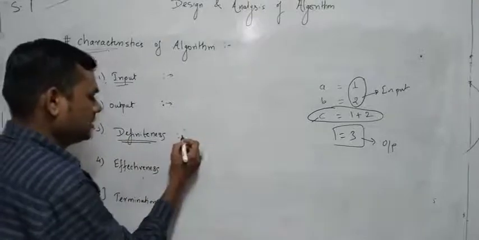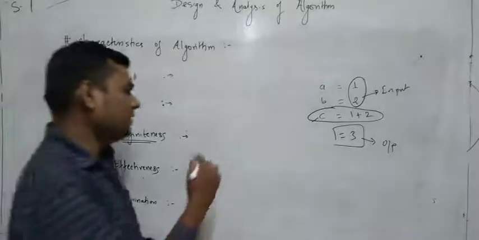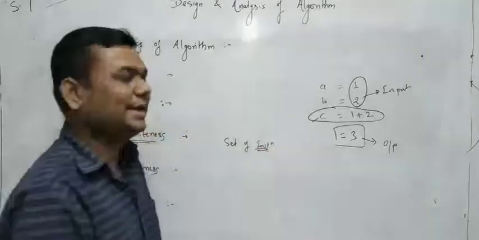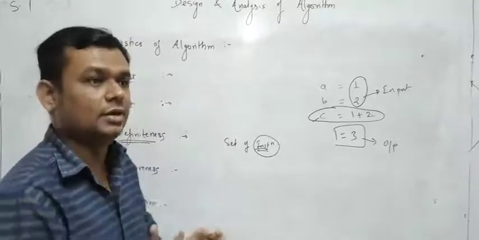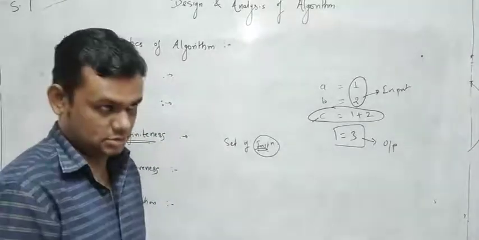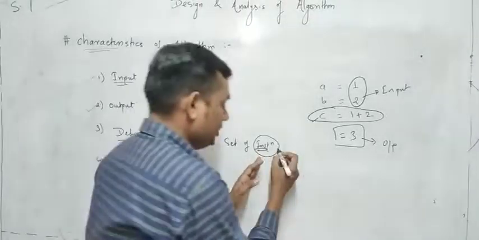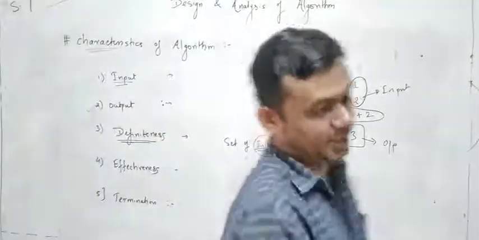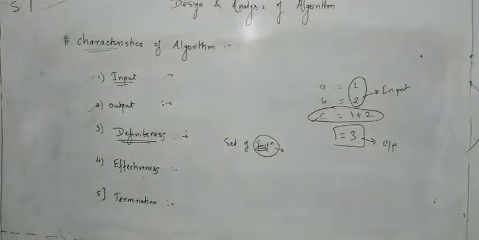Definiteness. This is the third one. So what is meant by definiteness? Students, when you define a set of instructions, and a set of instructions means an algorithm, those instructions must be clear. They must not be ambiguous or repeated. They are always clear and unambiguous. That instruction or state is always clear and unambiguous. That is called definiteness, meaning the algorithm has the definiteness characteristic.